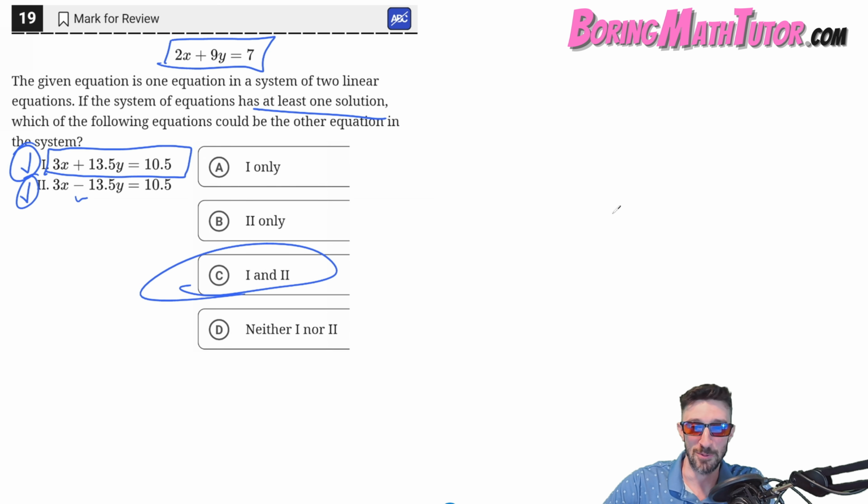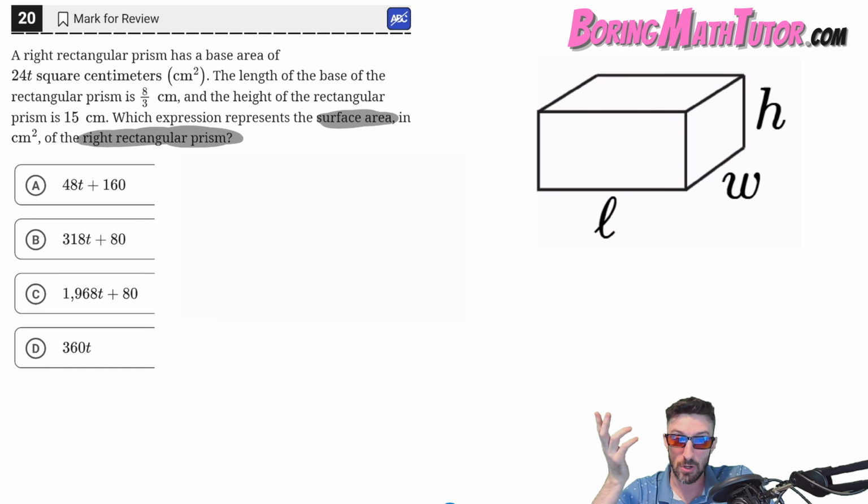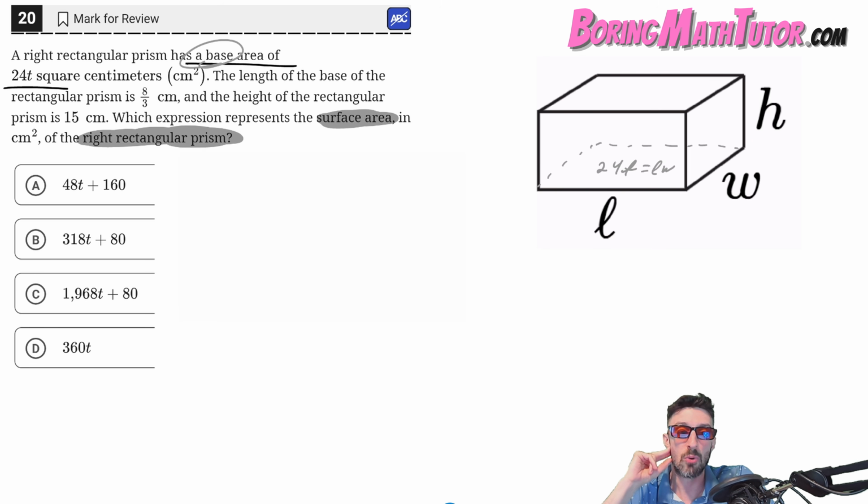What are you gonna do? We got a killer problem over here. They're asking for the surface area of the right rectangular prism. Let's just put a picture of the right rectangular prism. And then they're telling us that the base area is 24t. So if I draw over here the 24t, that would equal the LW. That's what base means in this case, just the LW that's at the bottom.